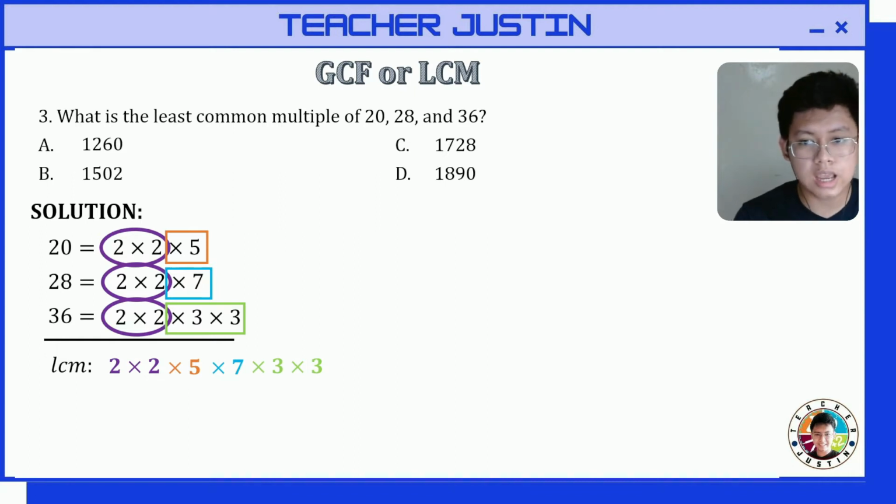So, sa LCM, we treat all common factors as 1. And yung other factors na walang common factor, ililista din natin. And we will multiply all of them to get our LCM. Now, let's multiply 2 times 2 times 5 times 7 times 3 times 3. That will give us a product of 1,260. So, to answer this item, it will be letter A, 1,260. And that's it! Ta-da! Alright.